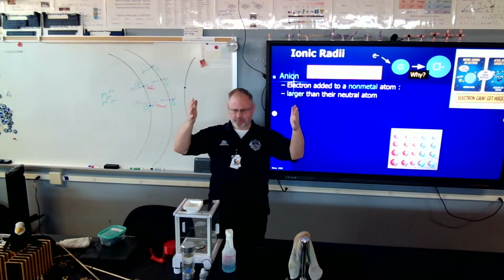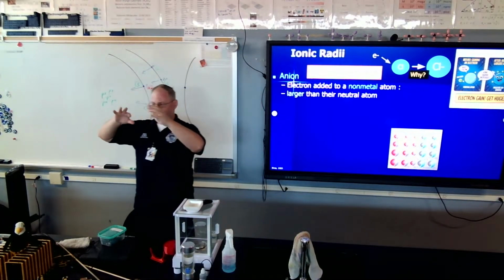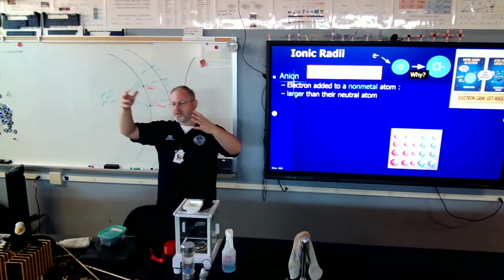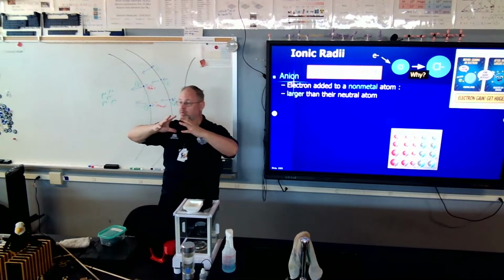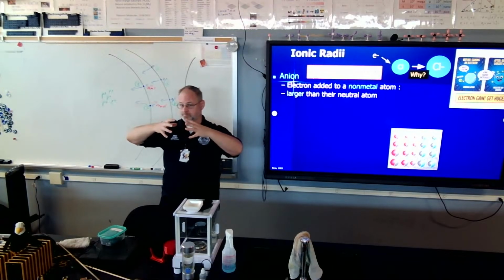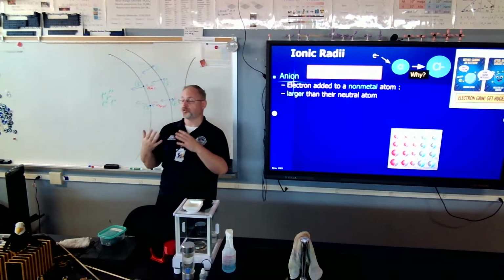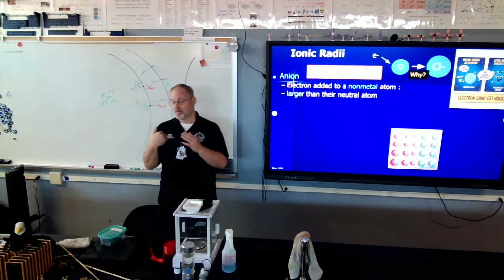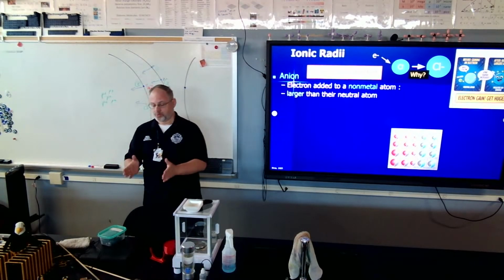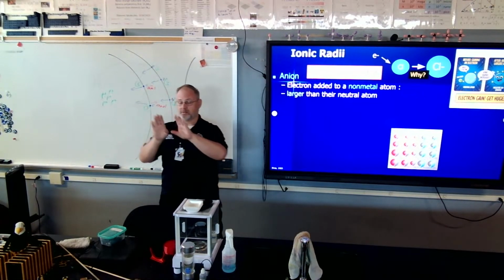Does that logically make sense to you? So you have a cloud of electrons, and they're repelling each other. They're fighting, right? And then you add one more to the brawl. Now there's more repulsion, and they have to expand because of it. So if a neutral atom, same number of protons and electrons, takes an electron, it becomes negative, so it forms an anion, a negative ion.